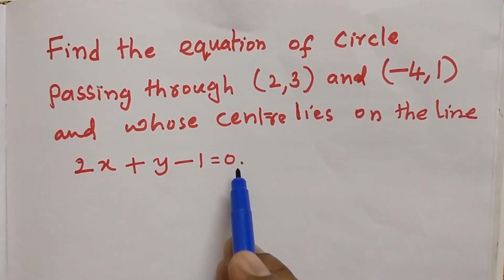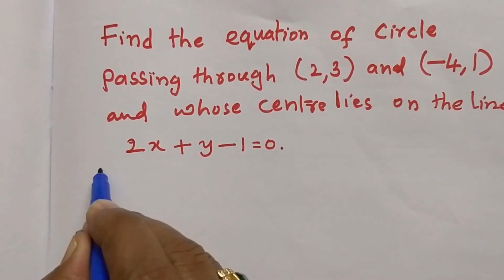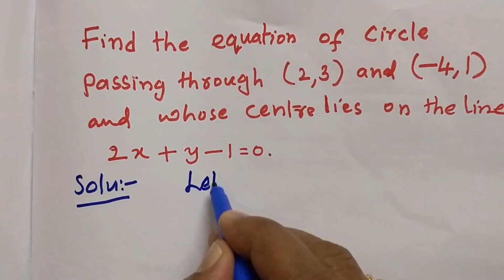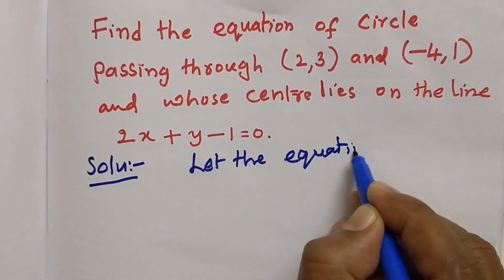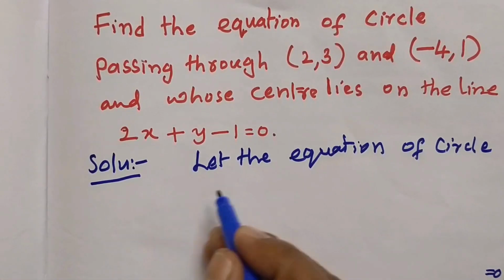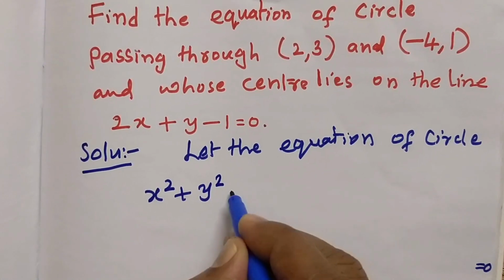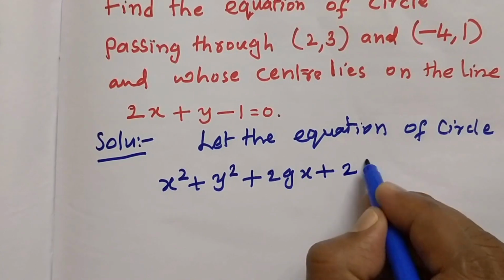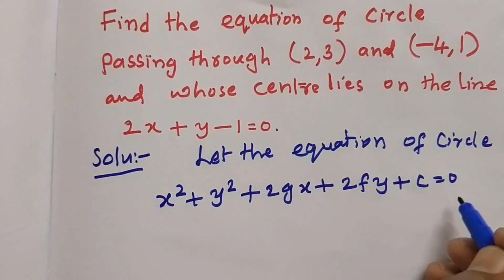But what do you have to do in this case? Look here. Let the equation of the circle be x square plus y square plus 2gx plus 2fy plus c is equal to 0. You know that this is the general equation of the circle.